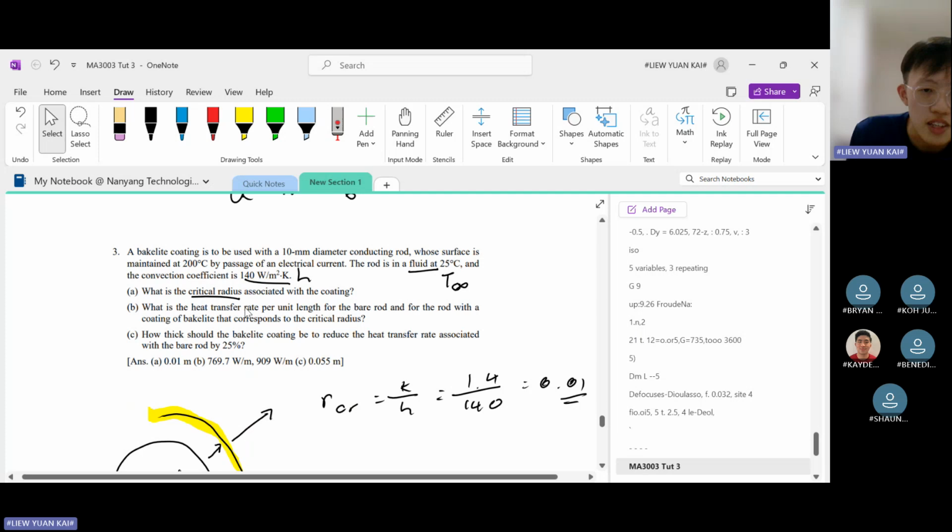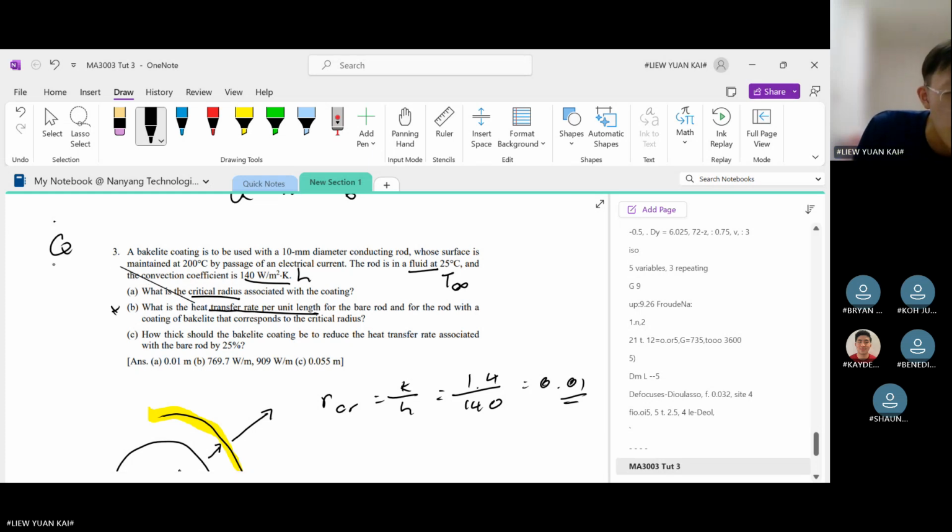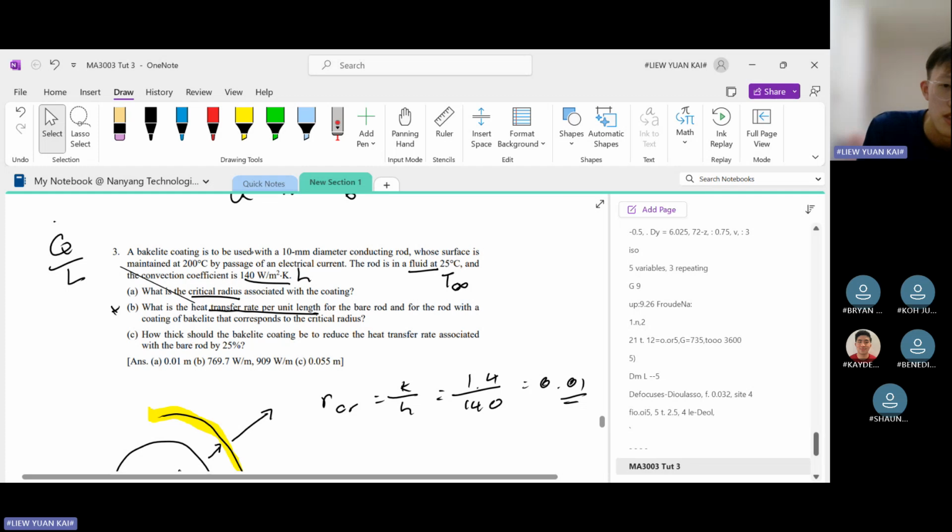Now I'm going to go to question B. What is the heat transfer per unit length? So what does this mean? This actually means Q per L, heat transfer per unit length of the rod with a coating of bakelite which corresponds to the critical radius.